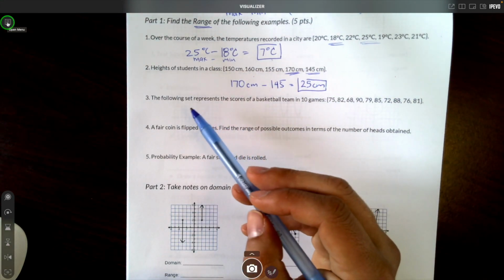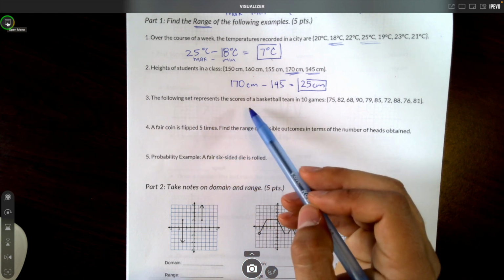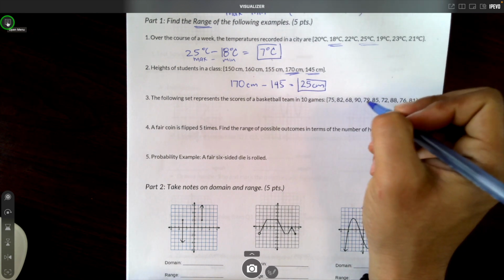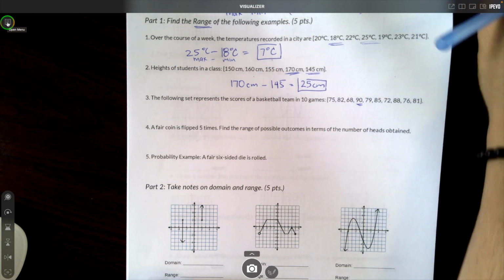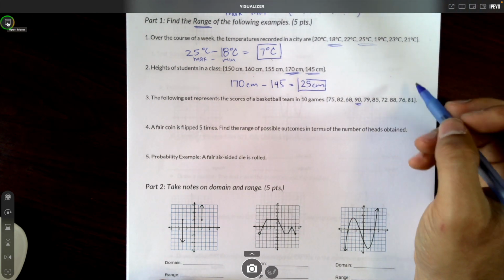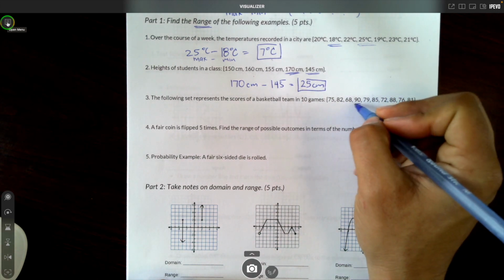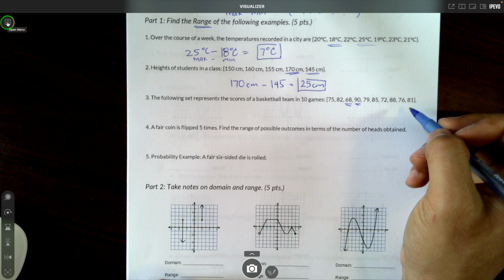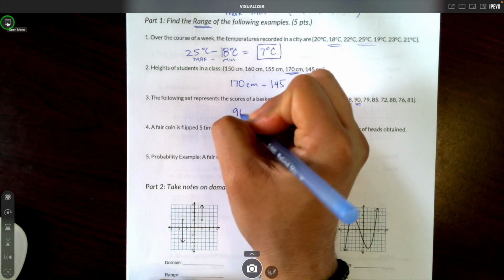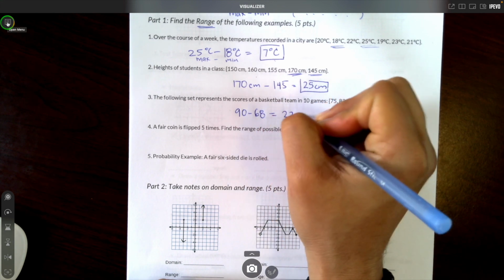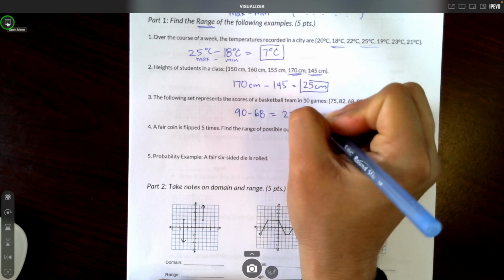Next, the following set represents the scores of a basketball team in 10 games. What's the max? Looks like it's 90. That's a good amount of points. The least amount looks like it's 68. So you do 90 minus 68, and that gives us 22 points of range.